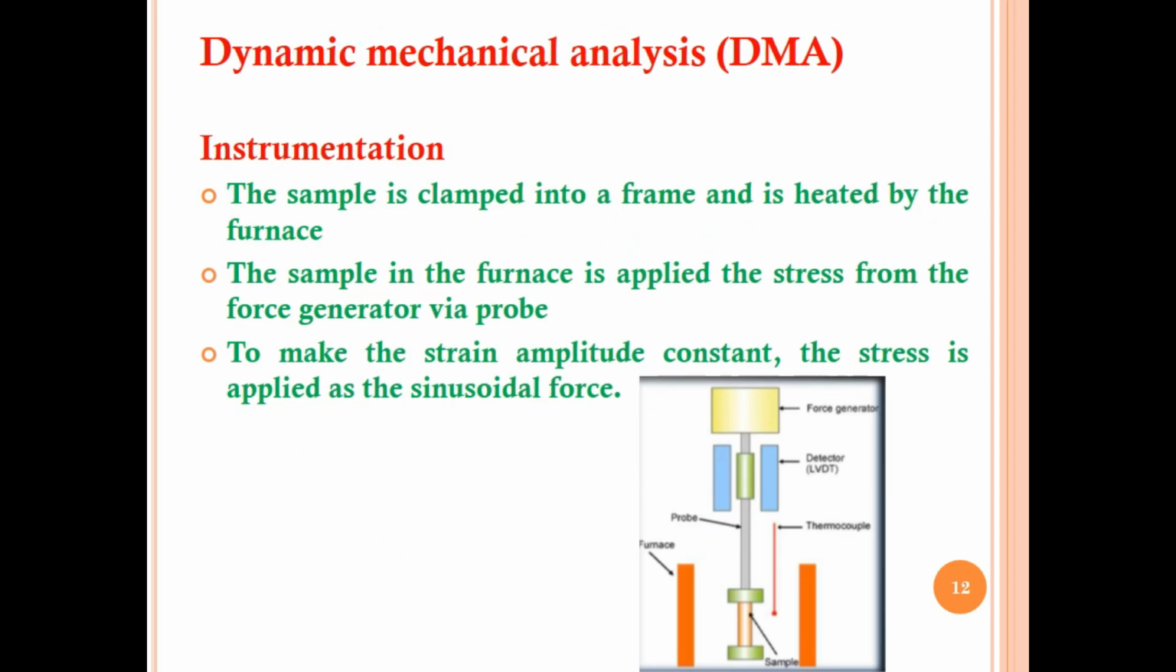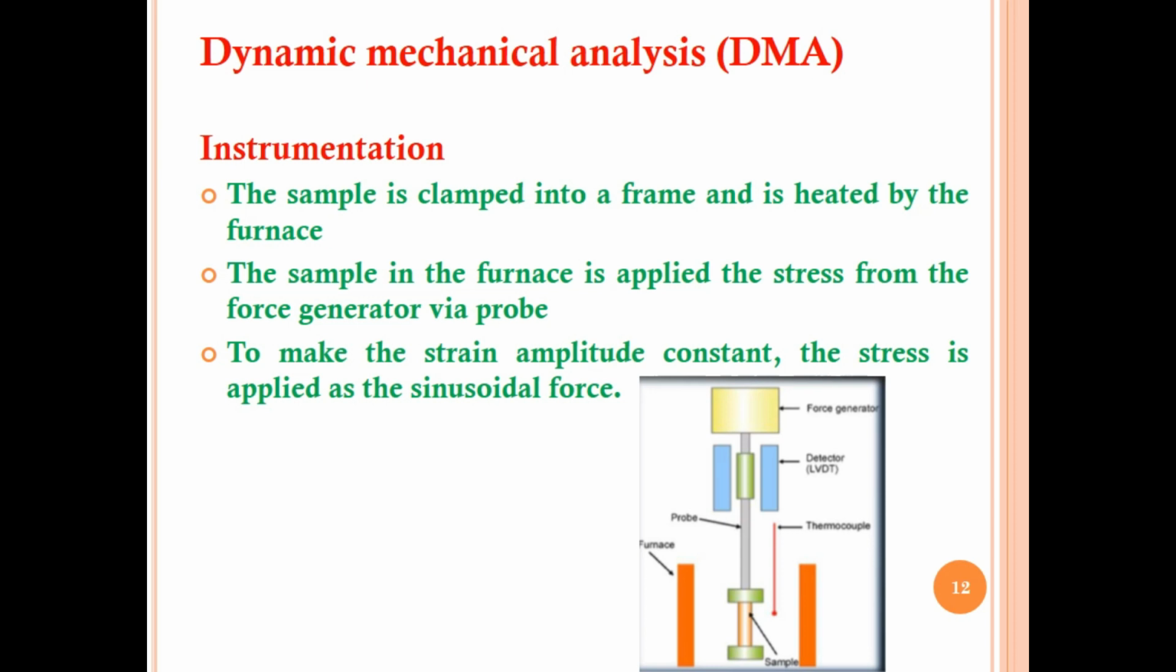Now we start with the instrumentation of DMA. This is a block diagram in which there is a force generator at the top, and the LVDT, which is a detector. The thermocouple is also a temperature sensor. We already discussed in the former three techniques the role of thermocouples in thermal analysis. The other is the probe, and the next one is the furnace, which is utilized for heating, while the sample is placed at the bottom of this furnace.